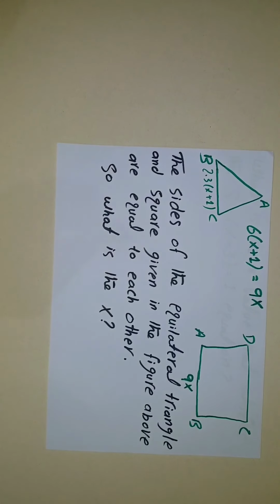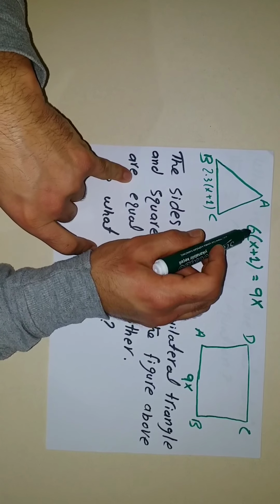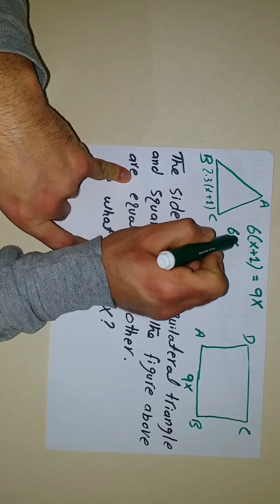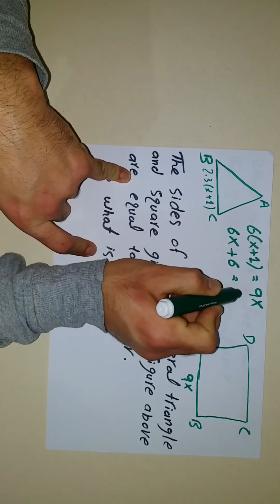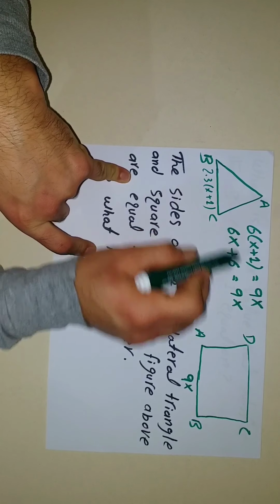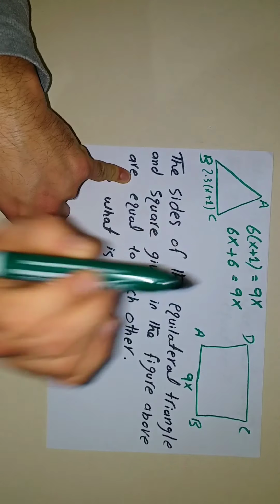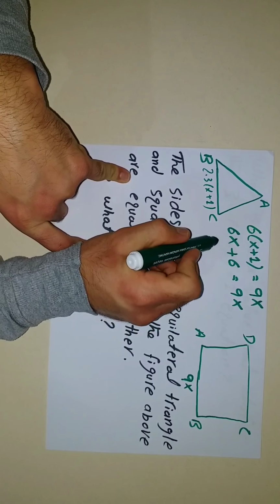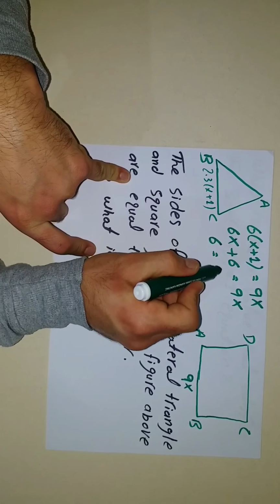Now I will find the value of x. First I will multiply 6 with x plus 1. So it is 6x plus 6 is equal to 9x. Now I'll transfer this 6x to the other side of the equation and 6 will remain here.